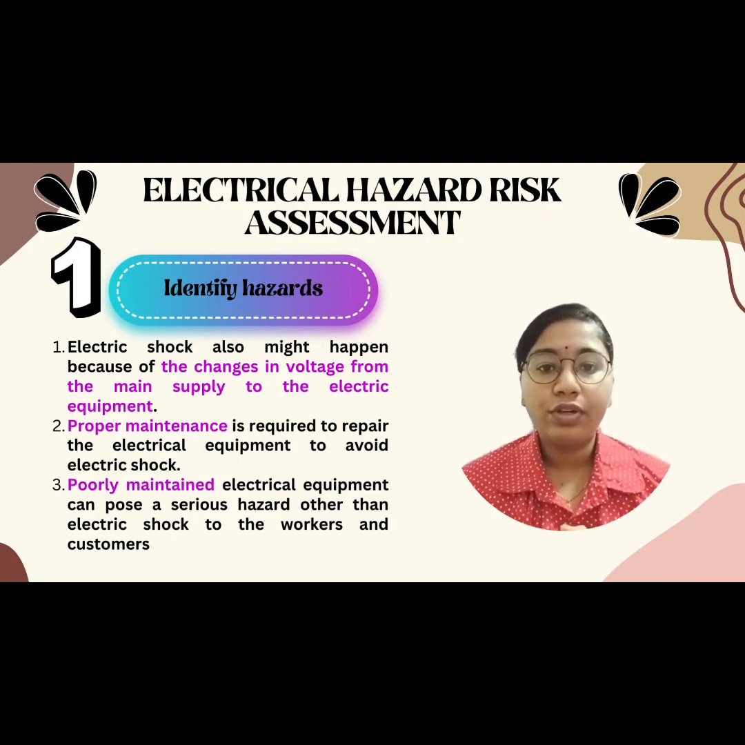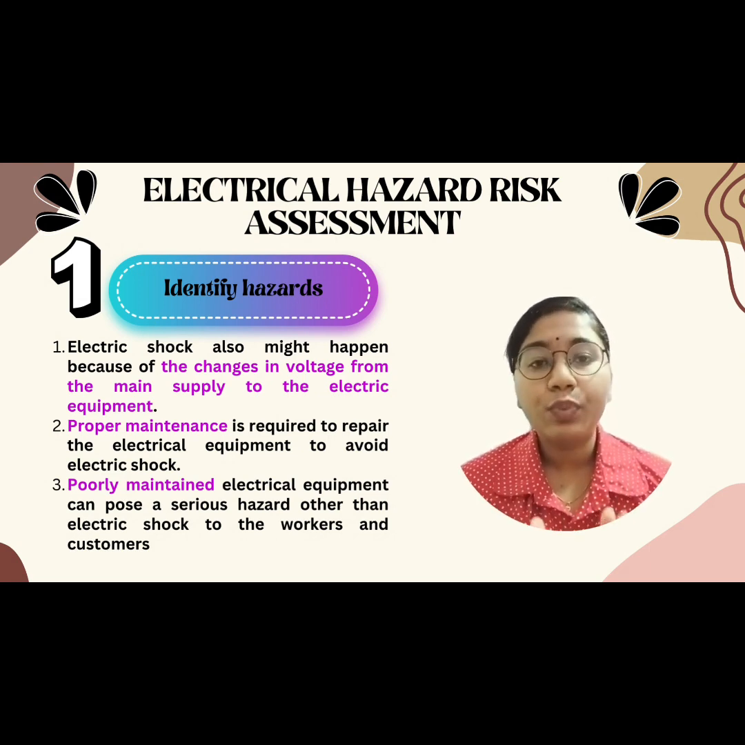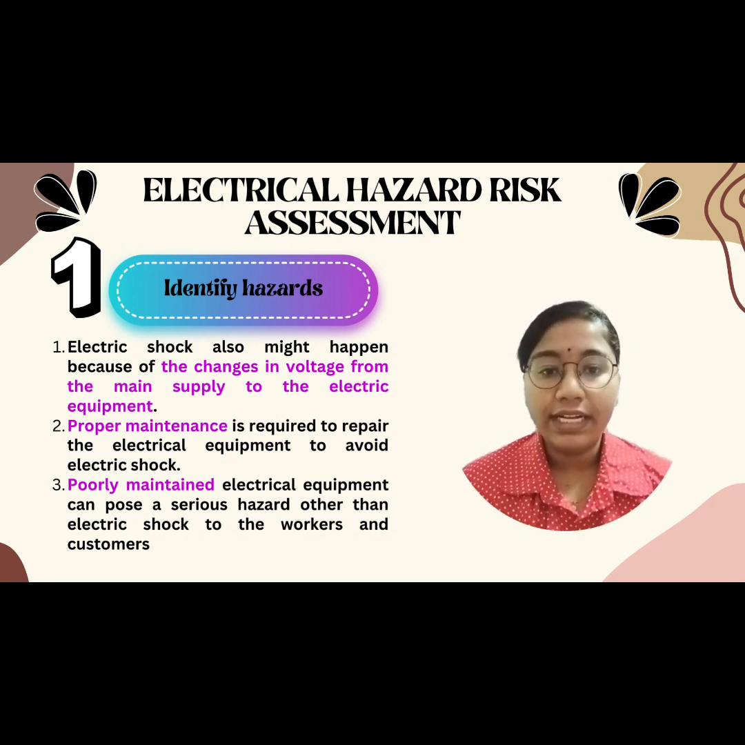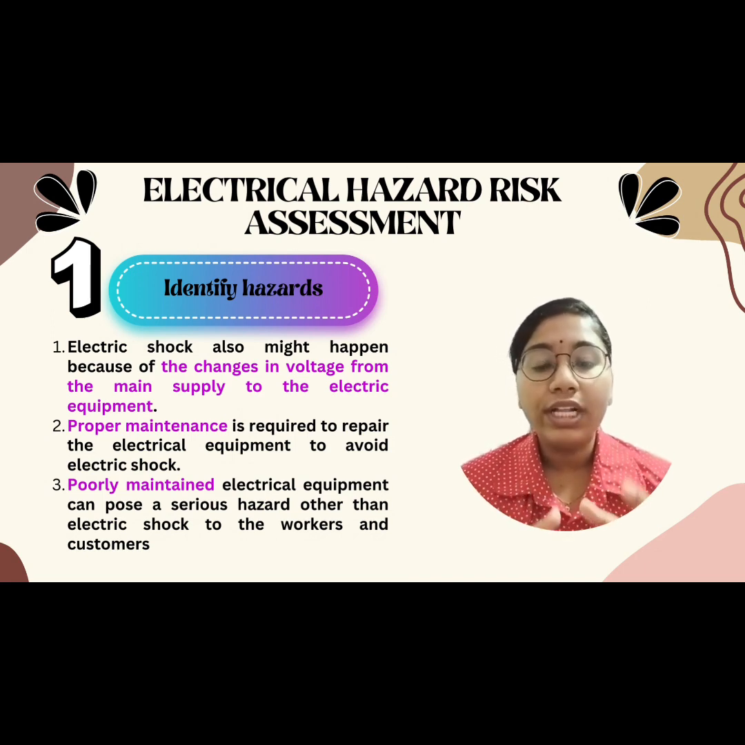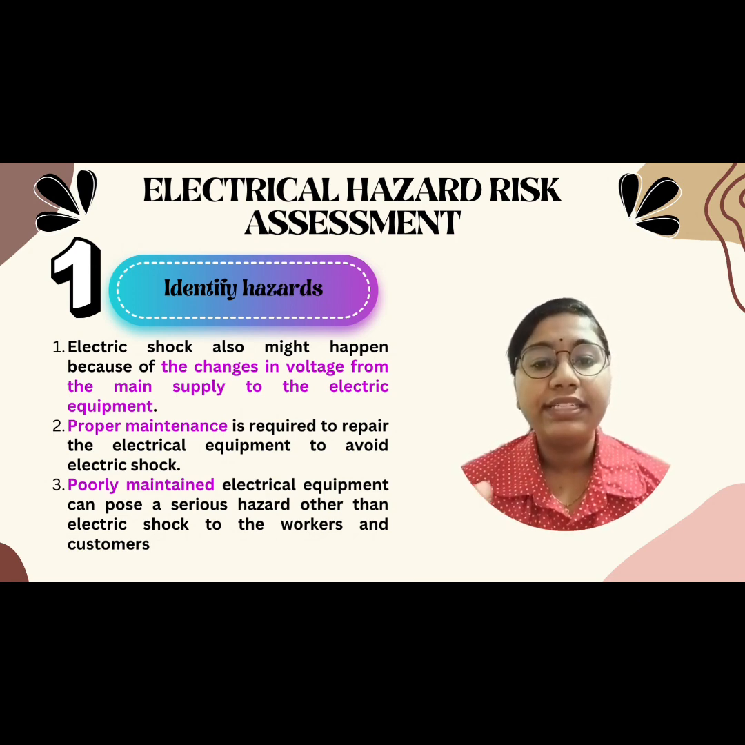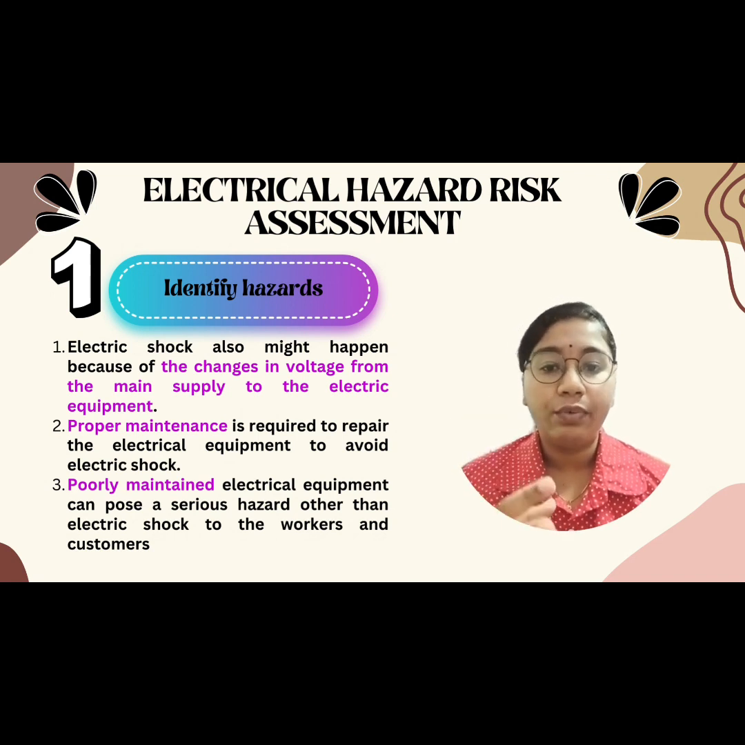Next, I would like to talk about electrical hazard risk assessment. The first step in risk assessment is to identify the hazard. Electric shock might happen in V-Mart because of changes in the voltage from the main supply to the electrical equipment. Proper maintenance is required to repair those electrical equipment to avoid electric shock.